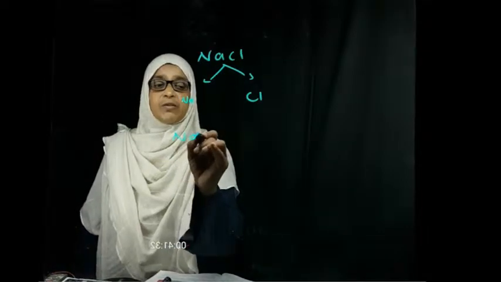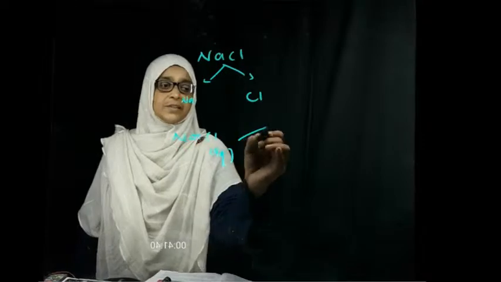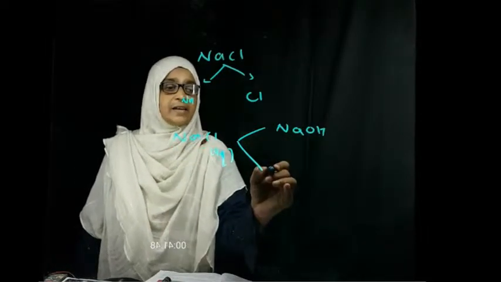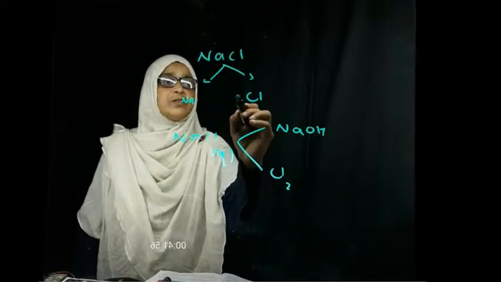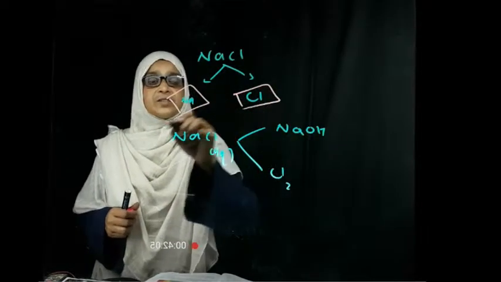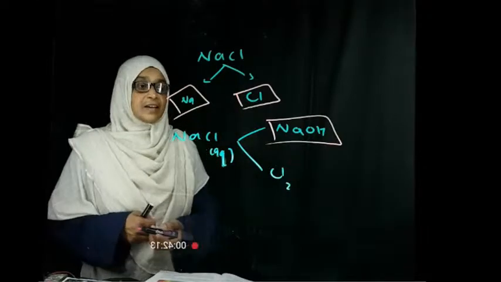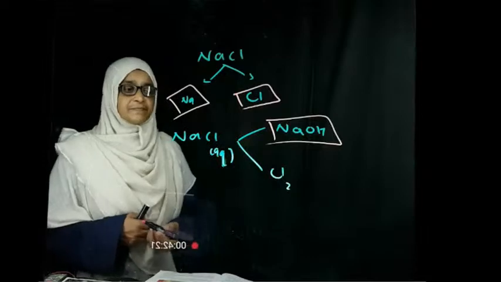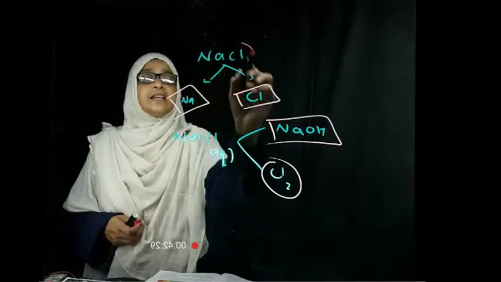If we use sodium chloride aqueous solution, it gives what? Sodium hydroxide and chlorine. So we can produce chlorine. We can separate sodium metal. We can produce sodium hydroxide using the salt water, aqueous sodium chloride, by electrolyzing. Okay, so to produce chlorine, this salt is used.